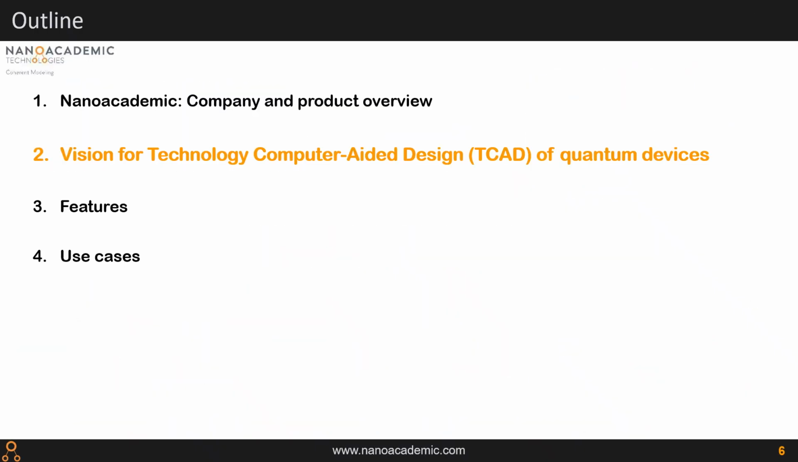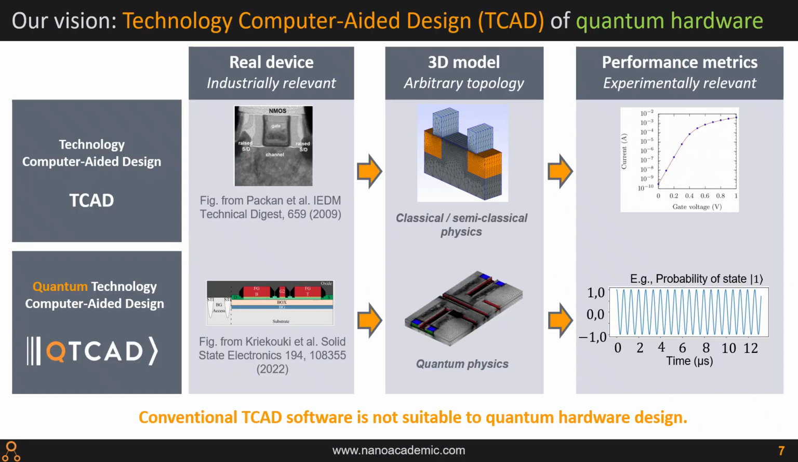I will now describe our vision for technology computer-aided design of quantum devices. Our vision is best understood by analogy with conventional TCAD, that is technology computer-aided design. TCAD has helped the semiconductor industry to grow for decades, and the idea behind TCAD is to start from an industrially relevant real device, such as a CMOS device or NMOS or PMOS device, create a 3D model of that structure, which can address arbitrary topologies, mesh it, and solve classical or semi-classical physics models to calculate performance metrics that are experimentally relevant to the technologies being explored.